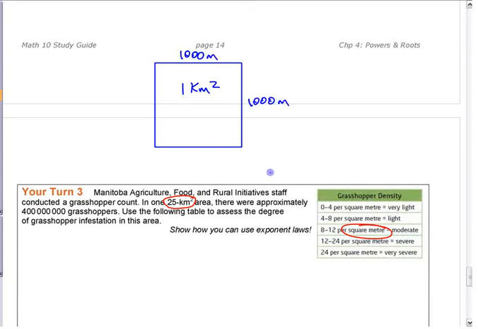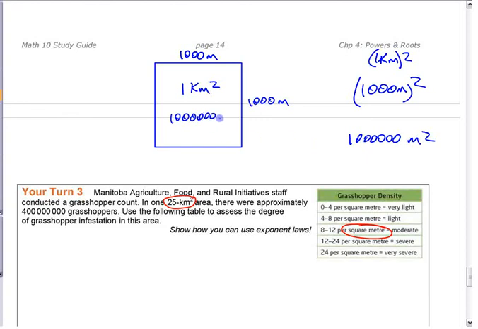If I make a square that's 1,000 meters by 1,000 meters, does that mean this is 1,000 square meters? Is a square kilometer 1,000 square meters? It's not, right? It's 1,000 meters times 1,000 meters. It's 1,000 meters squared. If you want to figure out how much 1 kilometer squared is, it's actually 1,000,000 square meters. Or you could write that as 10 to the 6th.